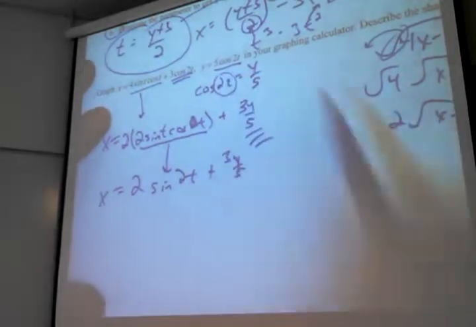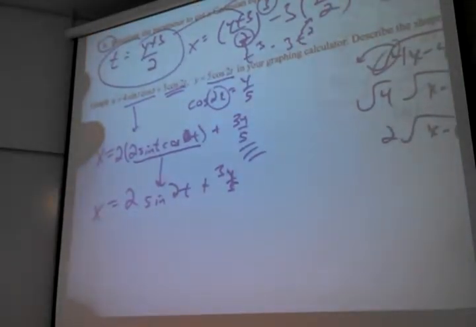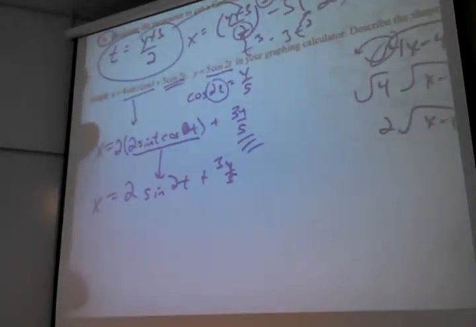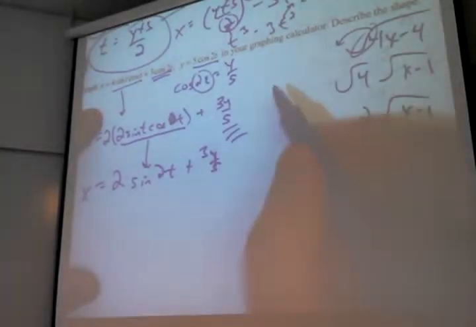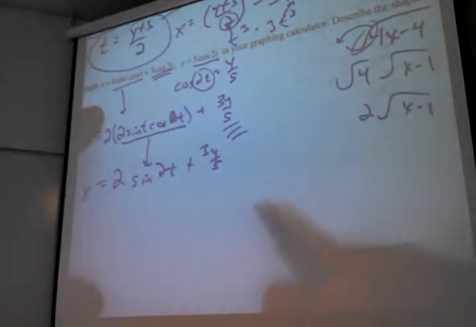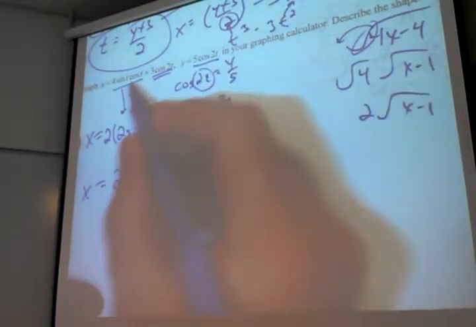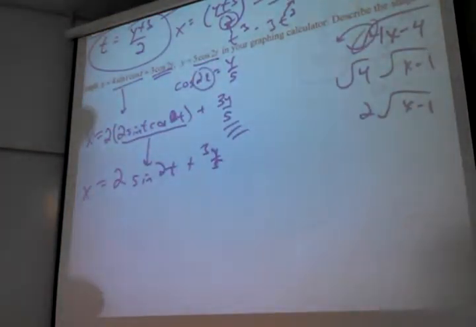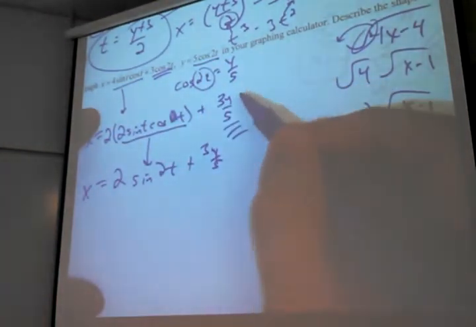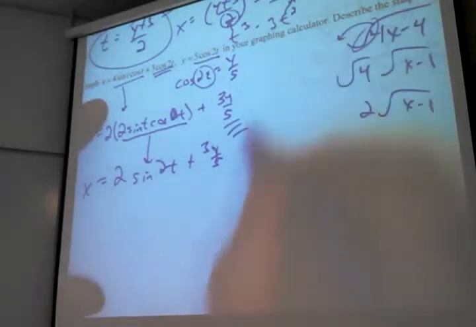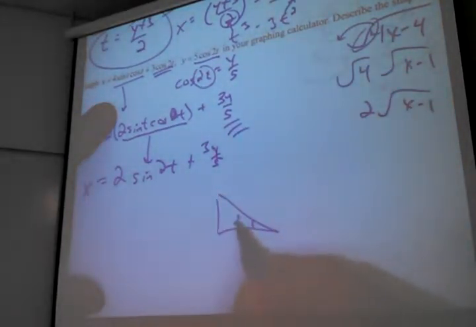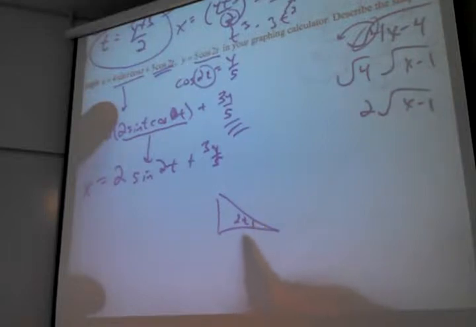If I know cosine of 2t is y over 5, what's sine of 2t? Don't overthink it. Could it just be x over 5? Well, no, you have to be careful because y is defined only in terms of t. X is its own variable. So if cosine of 2t is y over 5, where would y go?